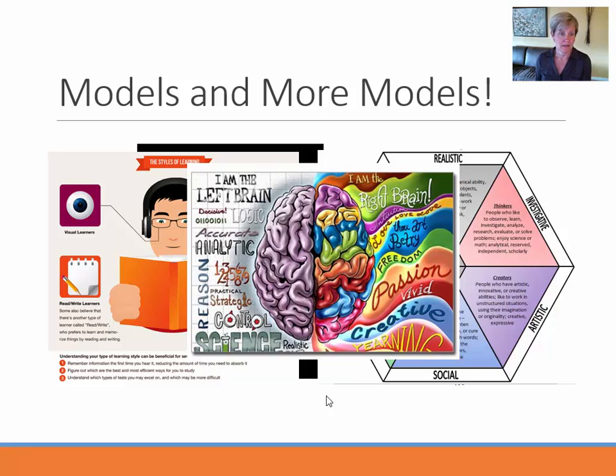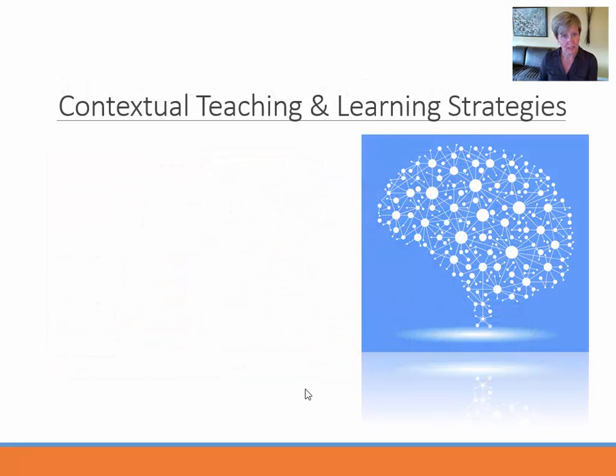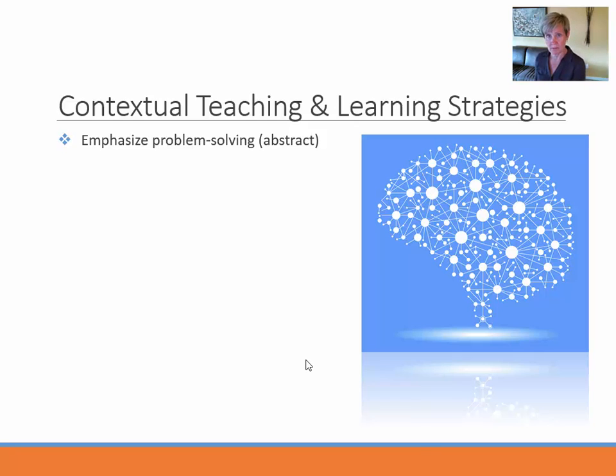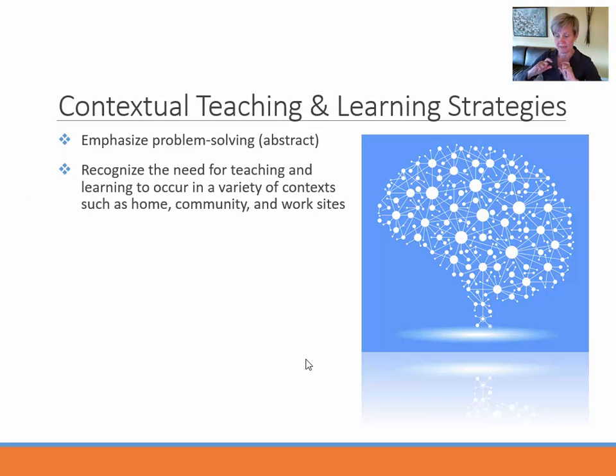And so if we can go here to the sum up, contextual teaching and learning strategies, here are a few ideas. Emphasize problem solving whenever possible. And that means not just a physical problem, but sometimes an abstract problem. And sometimes if it's a physical problem that you're working on, take that particular construct and make it somewhat abstract. Problem solving is a good place to start. And that starts with that application part of Bloom's taxonomy.